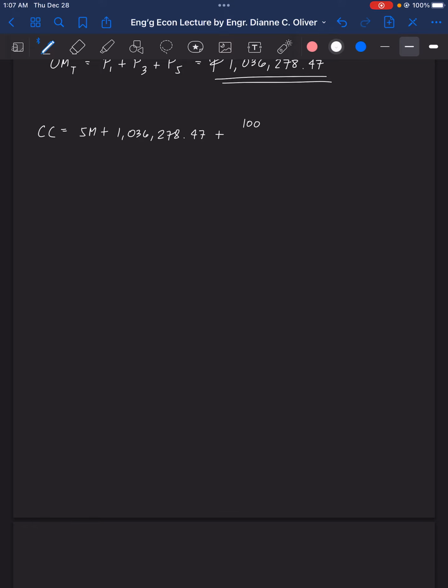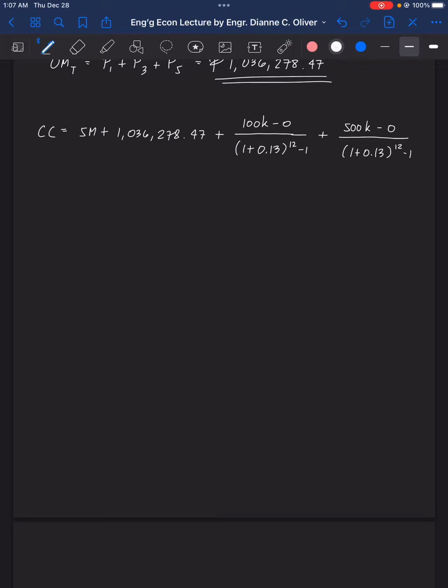So 100K divided by 1 plus 0.13 raised to 12 minus 1. So that's the formula for the replacement cost. And yes, this is minus 0 because we have 0 salvage value, plus 500,000 minus 0 salvage value, over 1 plus 0.13 raised to 12 minus 1.